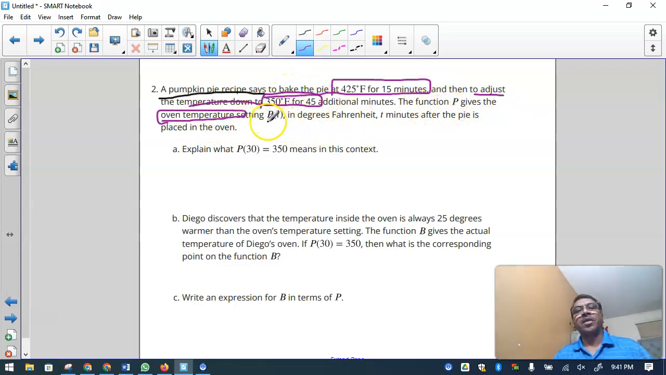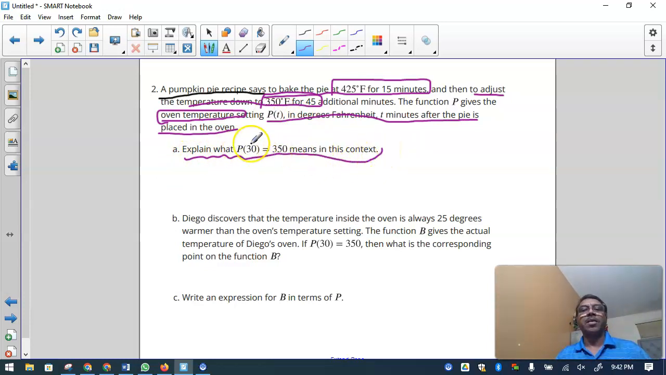Now P is the function. What does P stand for? It's the temperature T minutes after the pie is placed in the oven. So P stands for the temperature after the pie is put in. The question is, explain what P of T means in this context. You have to write in your own English words. Here you have to understand the meaning of P of T. It means the temperature in degrees Fahrenheit T minutes after the pie is placed in the oven.